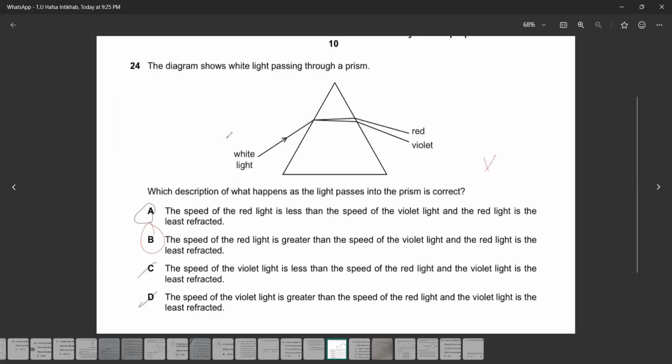Then, white light is a combination of violet, indigo, blue, green, yellow, orange, and red, where violet bends the most and red bends the least, because the speed of violet decreases more than the speed of red, or violet is traveling slower compared to red in glass. So which description is correct for what happens as light passes into a prism? The speed of red light is less? No, it's more than violet. The speed of red light is greater than the speed of violet, or the speed of violet is less than red. That's why violet bends the most and red bends the least. The wave with the higher frequency will show a greater change in speed compared to a wave with a lower frequency.